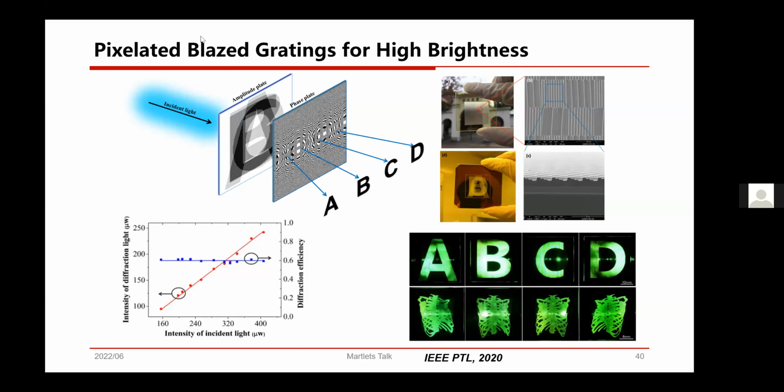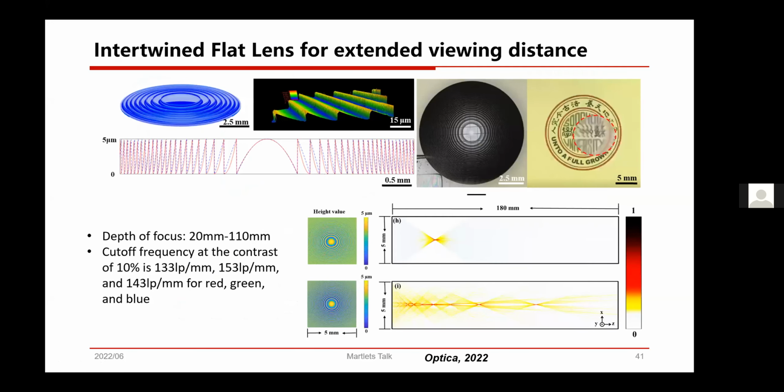So we designed pixelated glazed gratings. The pixelated gratings have multiple steps, and the diffraction efficiency can be improved. In this demonstration, we used four-step glazed gratings, and the diffraction efficiency improved from 20% to 60% in experiment, but it's a monochromatic display. So we designed an intertwined flat lens for extended viewing distance and increased diffraction efficiency.